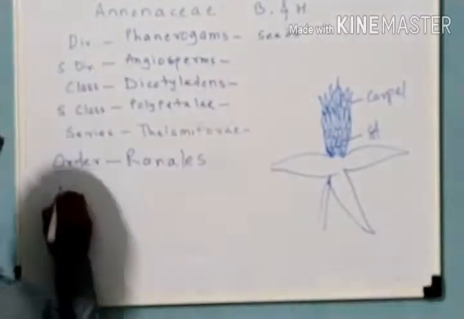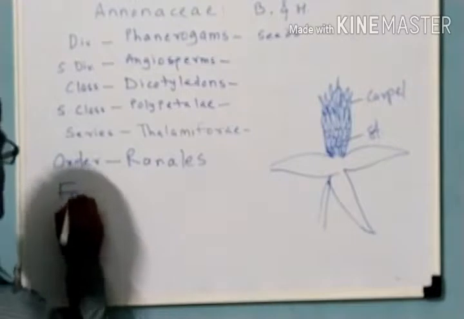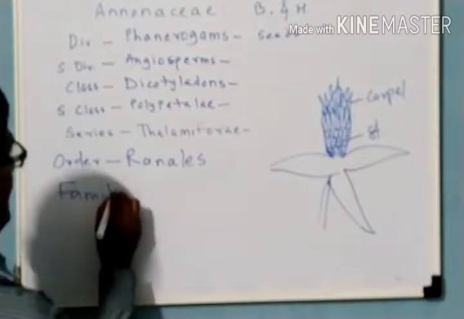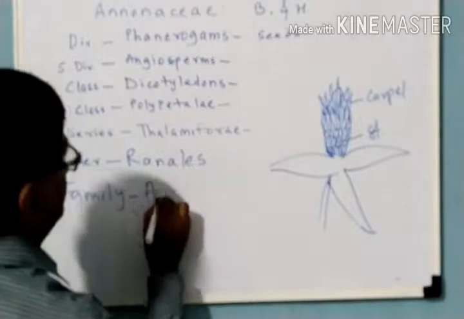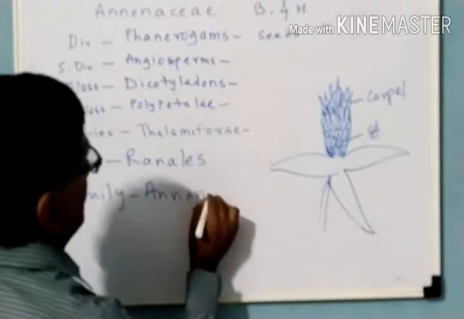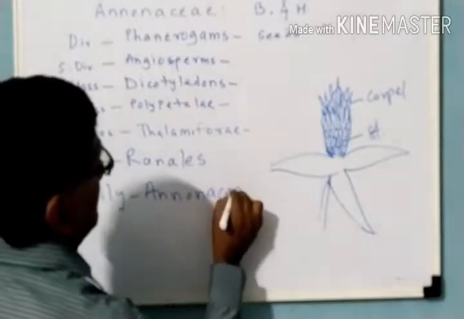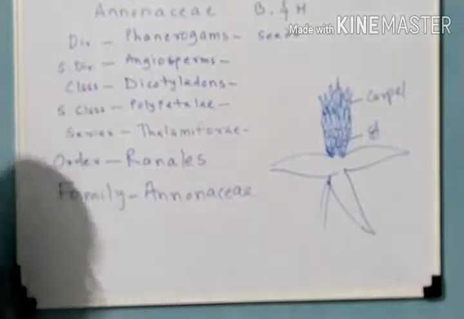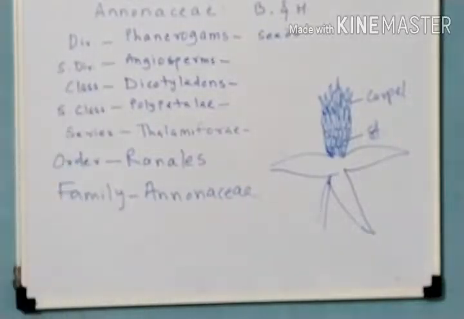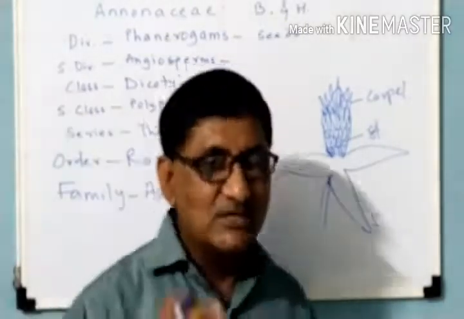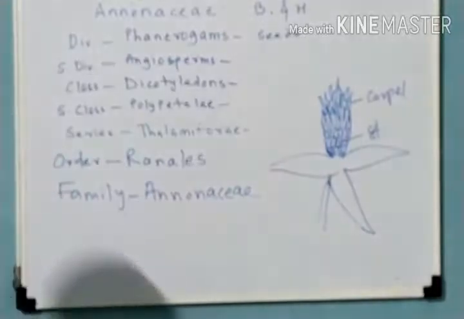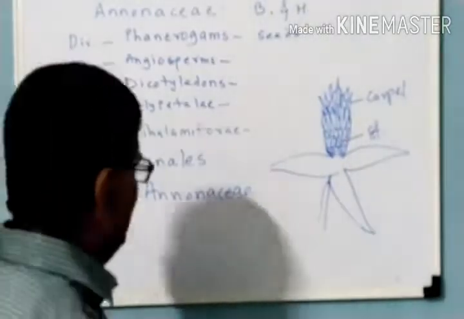You can see this particular family is what? Annonaceae. What are the reasons for family Annonaceae? Simple exstipulate leaves, flower hypogynous, trimerous, bisexual, and fruit etaerio of berries type.